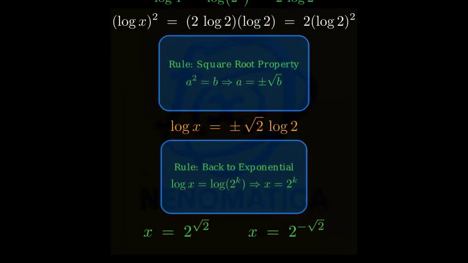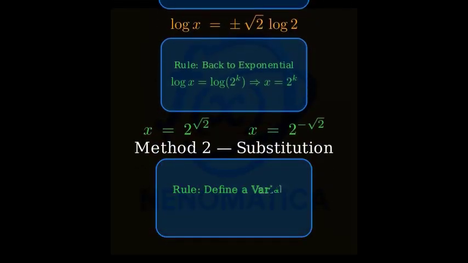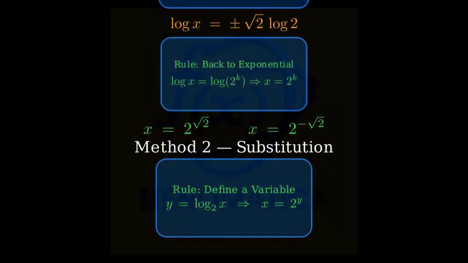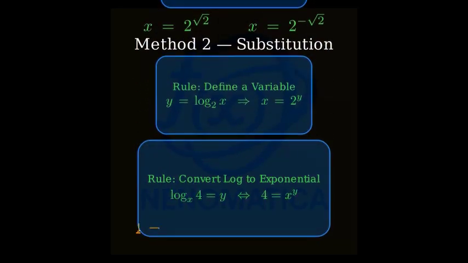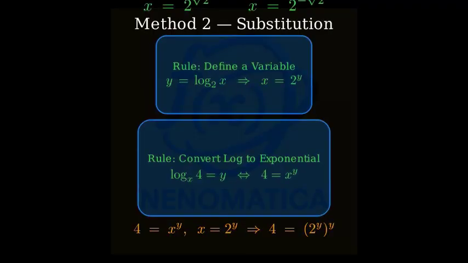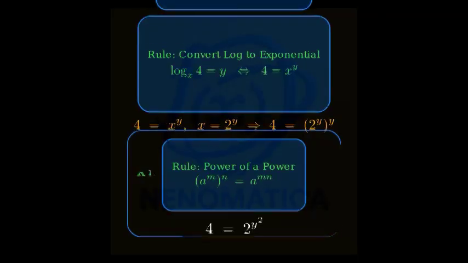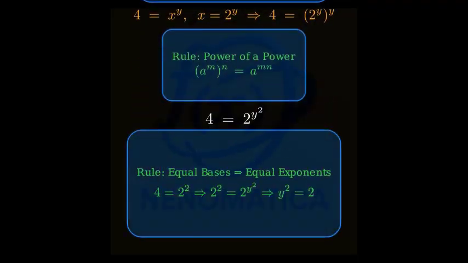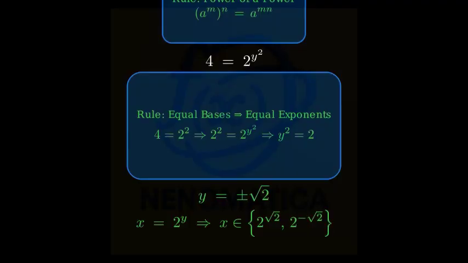Now confirm with a second method. Let y be log base 2 of x. That means x equals 2 to the y. Also, log base x of 4 equals y, which means 4 equals x to the y. Substitute x equals 2 to the y into that equation. Use power of a power to simplify. Express 4 as 2 squared and equate exponents. Solve for y and then recover x. Both methods agree.